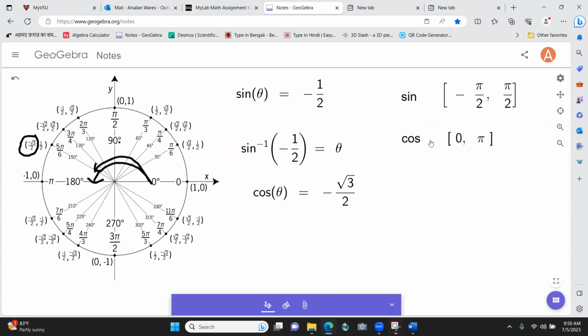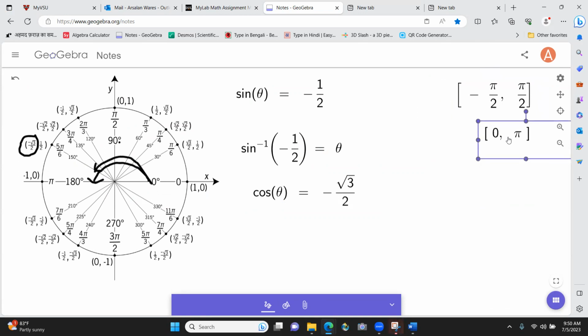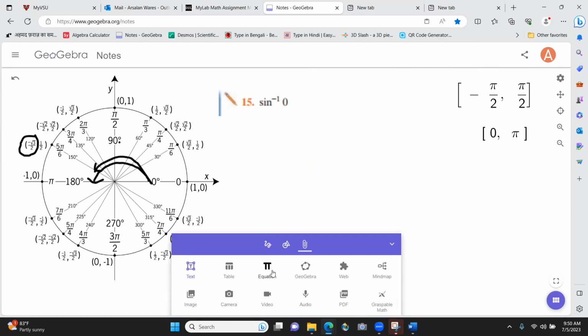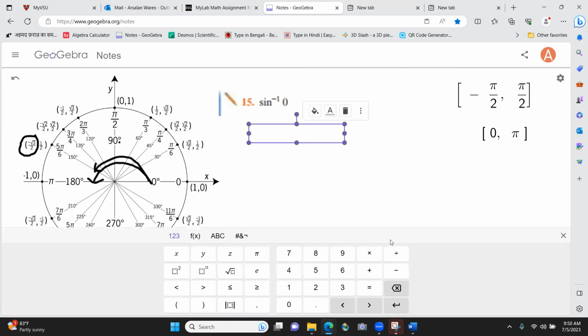Let me erase some of these. I'm going to save these two here, and tell you which one I will use. I do need the room for the problem. Now I'm going to write it like this, and I'm going to call it sine inverse 0 is theta. I like to write it like that. It helps you a lot.